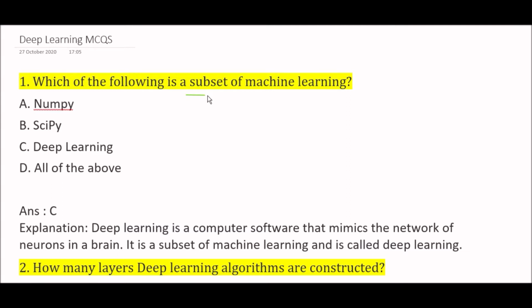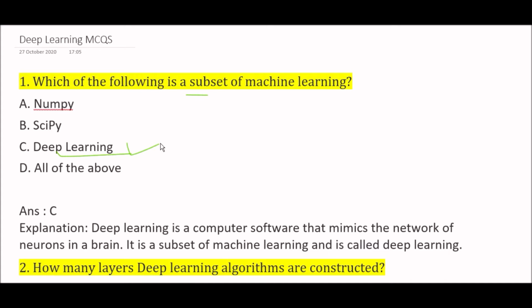First question is, which of the following is a subset of machine learning? Option A, NumPy. Option B is SciPy. Option C, deep learning. Option D, all of the above. Right answer here is option C, deep learning. Deep learning is a subset of machine learning because deep learning is a computer software that mimics the network of neurons in a brain. It's a subset of machine learning and it's called deep learning.